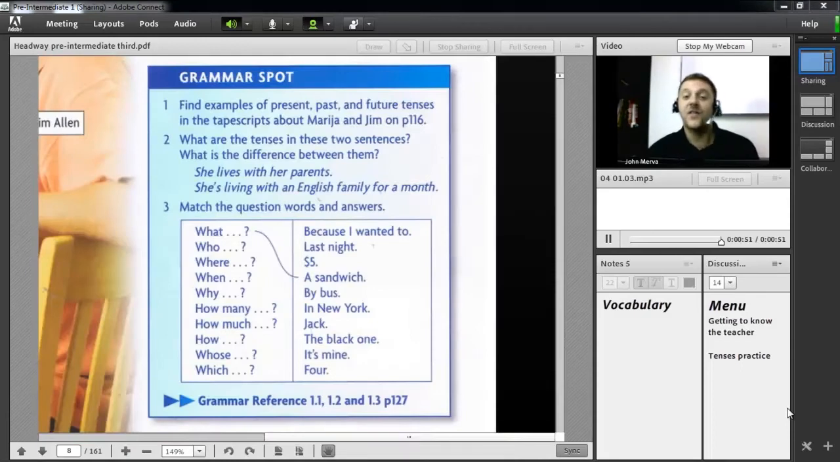And just finally, to finish off today's lesson, the last work we'll do today, well done for getting this far. We'll just finish off lesson 1 today by looking very quickly at our grammar spot. I think it should be fairly easy, but we'll just make sure we're happy.